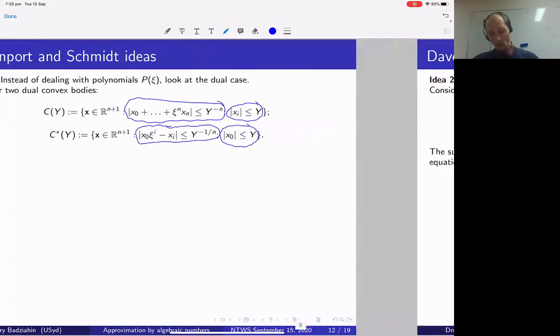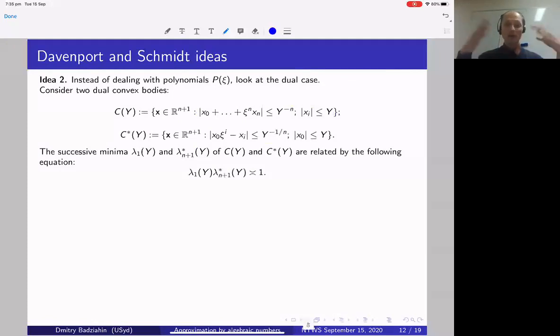What is good about them is that we can relate their successive minima. We have the Mahler duality theorem. For us, two successive minima are important: the first successive minimum for the first convex body, lambda_1(Y), and the (n+1)-th successive minimum for the dual convex body C*(Y), which is lambda_{n+1}^*(Y). By the Mahler duality theorem, they are related by the following equation: their product is bounded from above and from below by some absolute constants, so it's comparable with one.